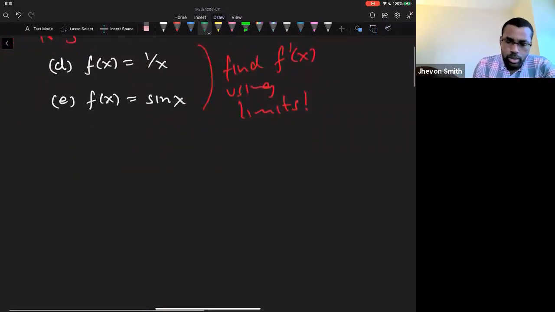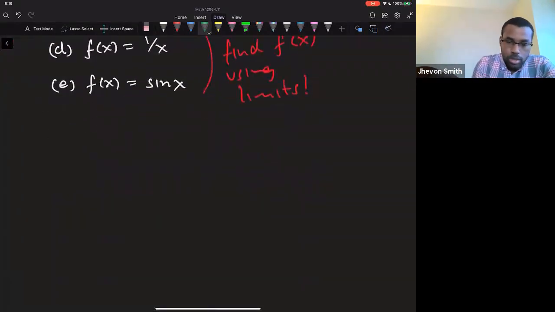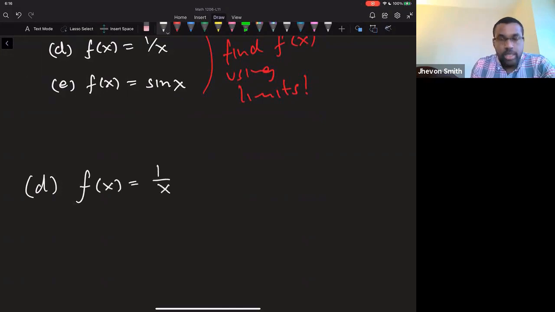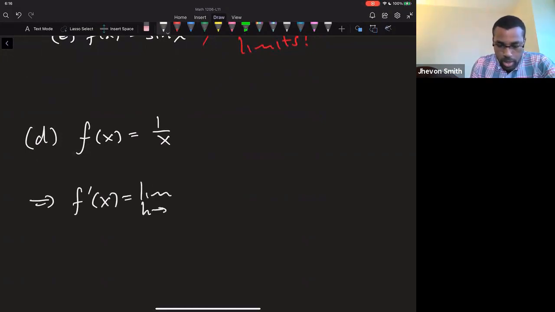So we are going to find f prime using limits, right? Find f prime using the definition. So let's actually just jump into that. We are in example D, f of x equals 1 over x. Okay, so now remember your f prime, just the limit as h approaches 0 of f of x plus h minus f of x all over h.